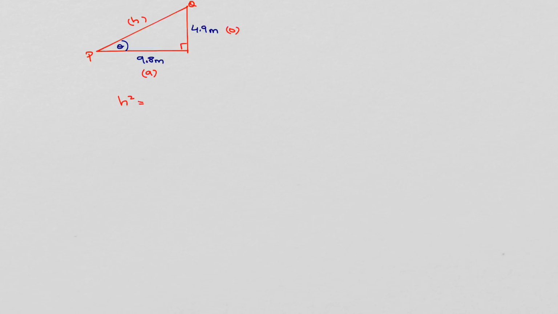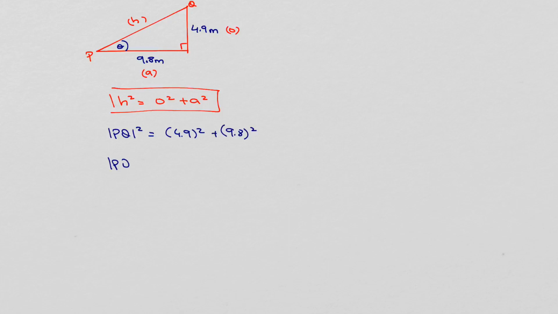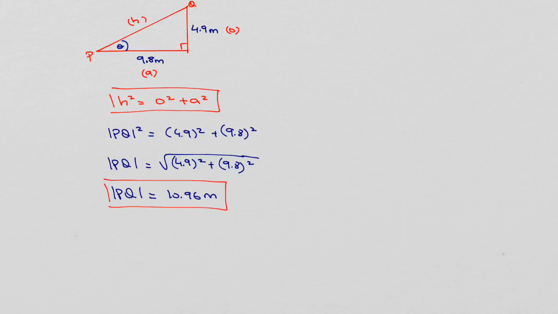So therefore, from Pythagoras, we know that h squared is equal to O squared plus A squared. And therefore, PQ squared must be equal to 4.9 squared plus 9.8 squared. And if I get the square root of both sides, then that gives me the square root of 4.9 squared plus 9.8 squared. And therefore, PQ is equal to 10.96 meters. And again, we weren't asked to do it in terms of surd form or decimal form.